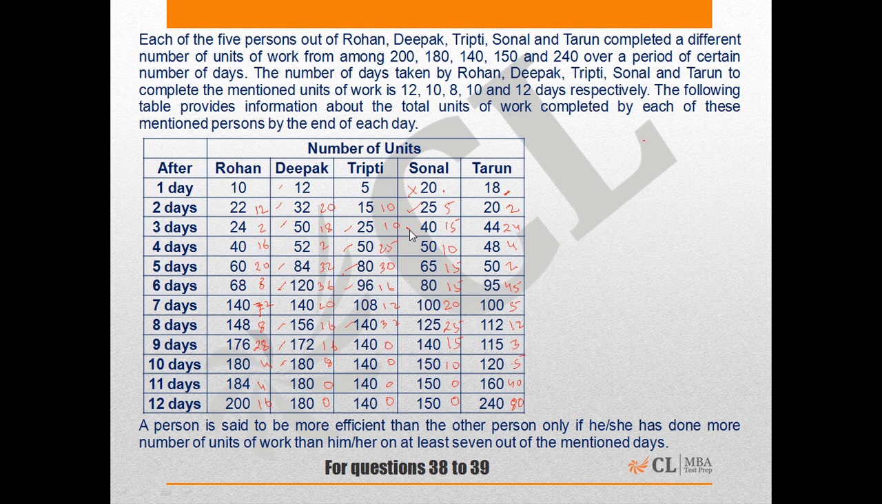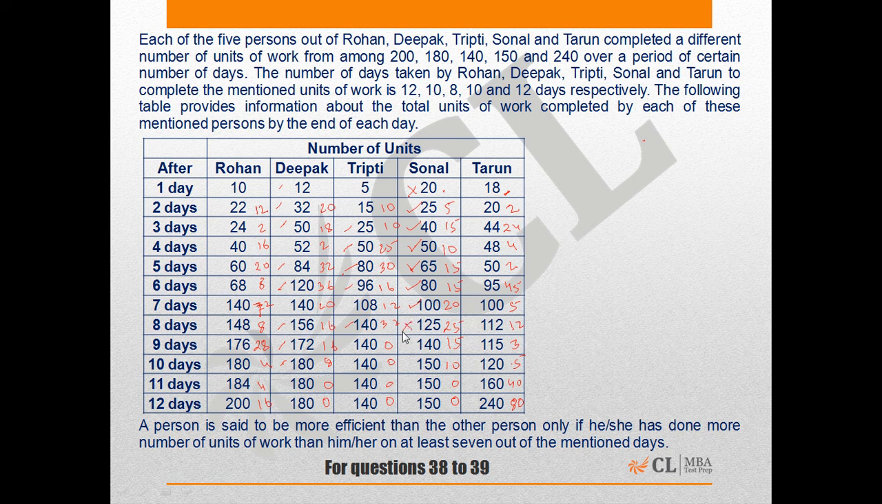At most 2 was allowed. I'll take this day. Here she did 10 units of work, more than Tarun and more than Deepak. Again 2 people, this is allowed. Here she did 15 units of work, more than only Tarun, that is 1 person. I'll take this day. Here she did 15 units of work, more than Rohan, only 1 person. This is allowed. 20 units, more than Tarun and Tripti, only 2 people. This is also allowed.